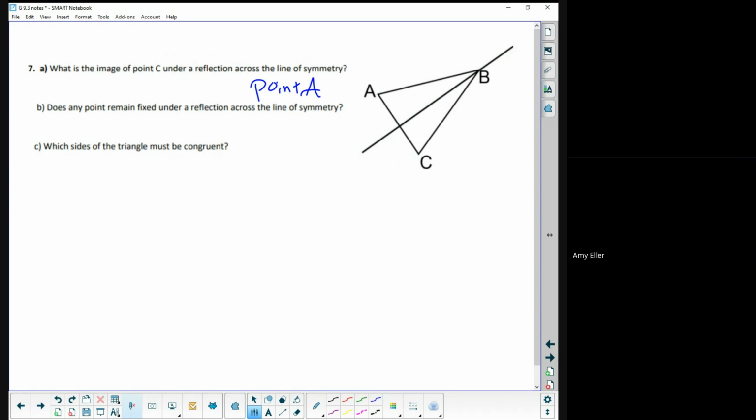B, does any point remain fixed under a reflection across that line of symmetry? So C moved, A moves, does B remain fixed in place? Yeah, all I have to do is say point B. C, which sides of the triangle must be congruent? Write down what you think.